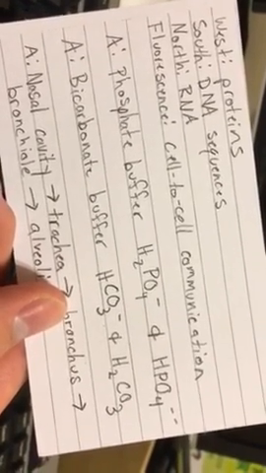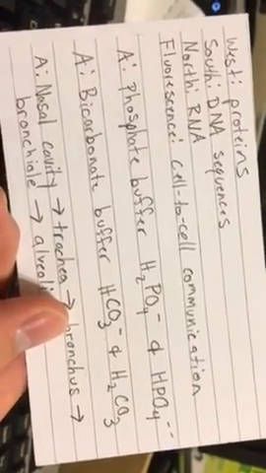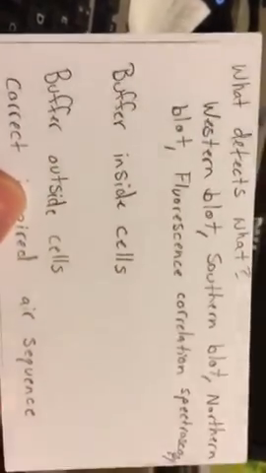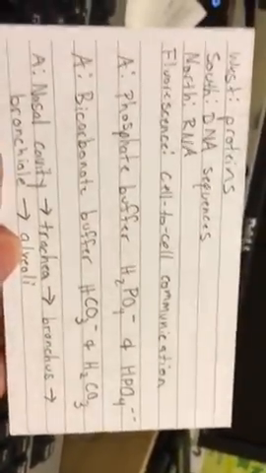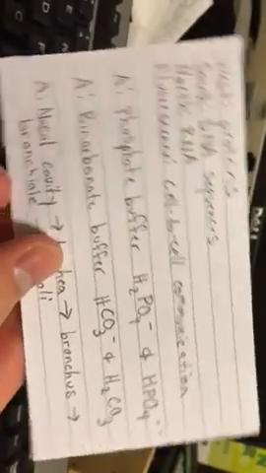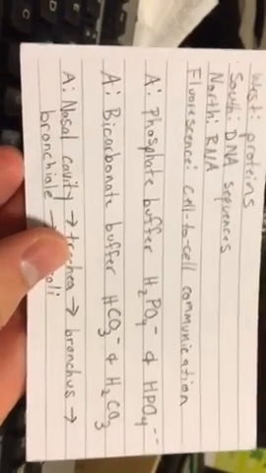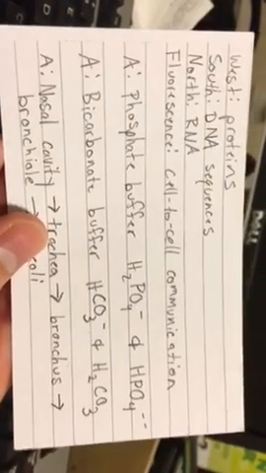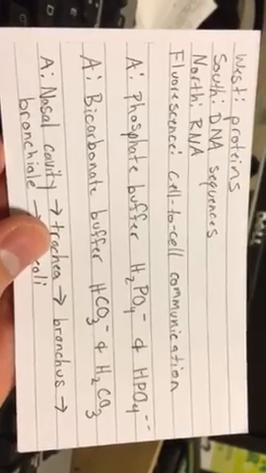Phosphate buffer is going to be H2PO4 minus and HPO4 minus 2. Buffer inside cells. So that's inside cells with your phosphate buffer. Your bicarbonate buffer, however, is a buffer outside of cells. So that would be outside of cells in the body. Bicarbonate buffer is the HCO3 minus and H2CO3.